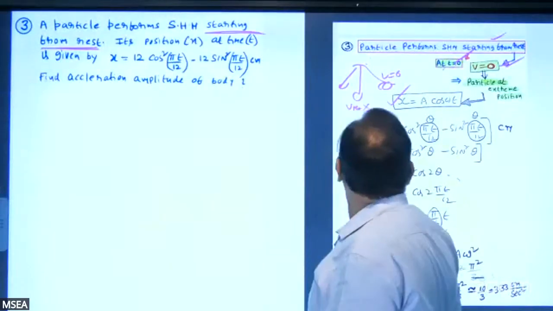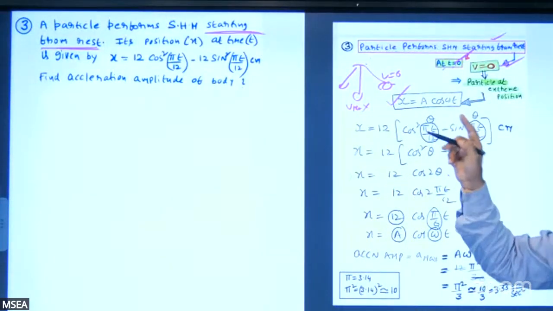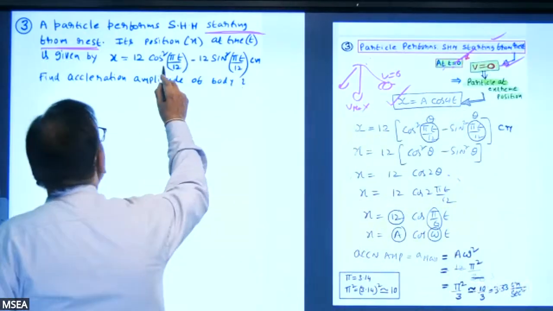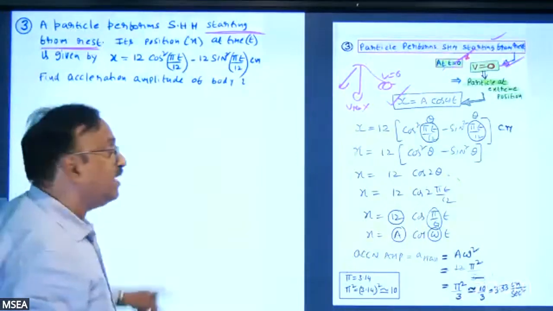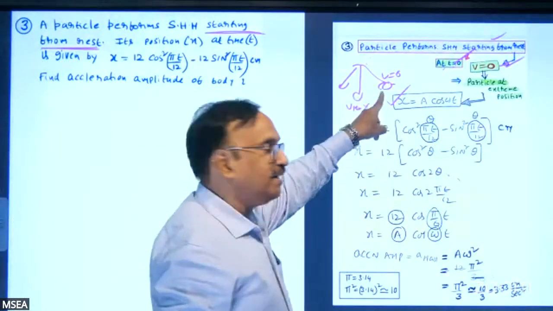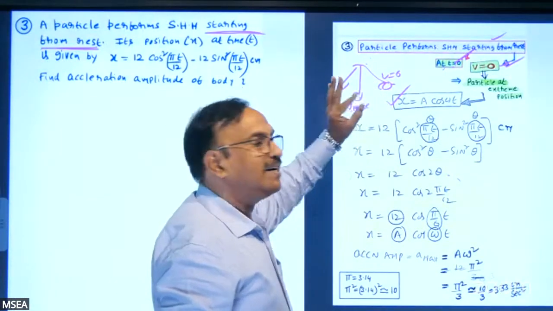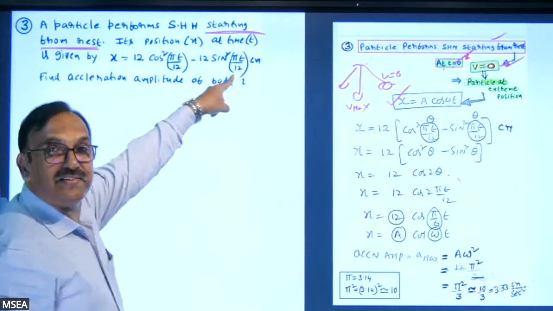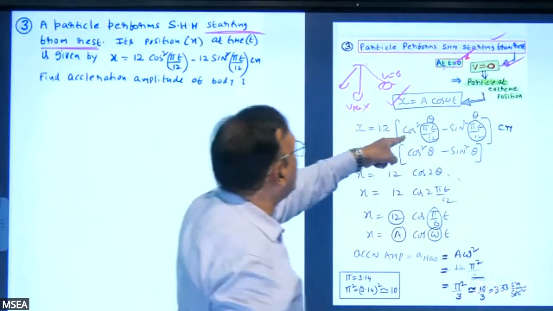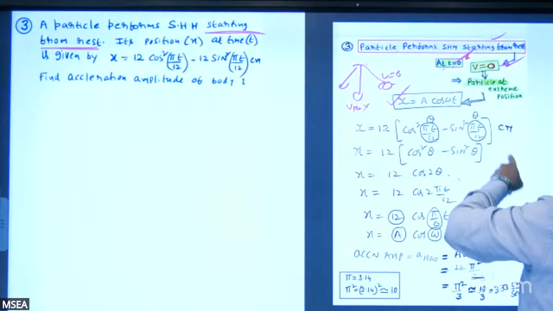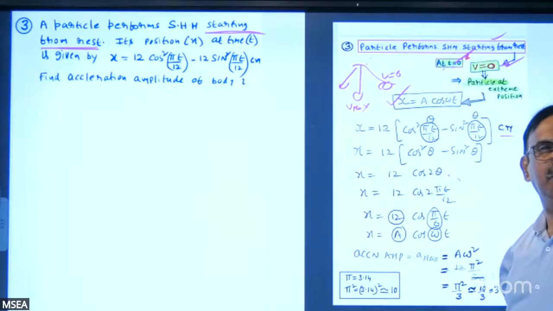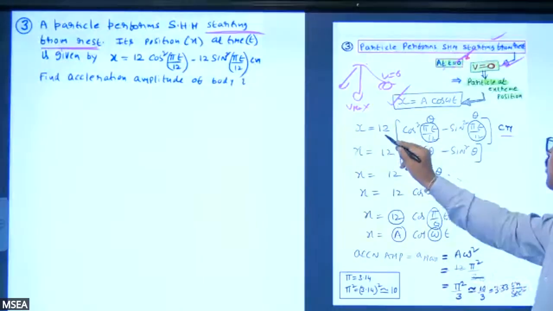Now, pay attention. We have to depend on the relation x is a cos ωt. In this particular question, instead of giving a single cos, he is giving cos square and sin square terms. We want the relation to be just a simple cos, but intentionally it is given as cos square and sin square. So x is given as 12 into, you can take 12 common, 12 into cos square πt by 12 minus sin square πt by 12, in centimeters. What is the acceleration amplitude? That's what is being asked.